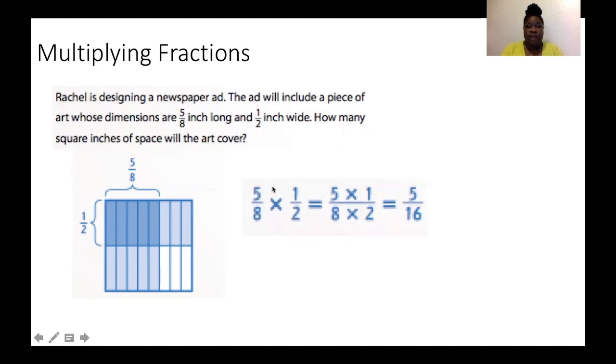So I wrote this as an equation. It will be 5/8 times 1/2, which I multiply my numerators together. 5 times 1 is 5. And then I multiply my denominators together. 8 times 2 is equal to 16. So my answer is 5/16 is the square inches of space that the art will cover.